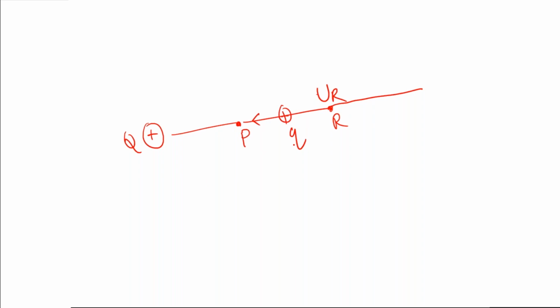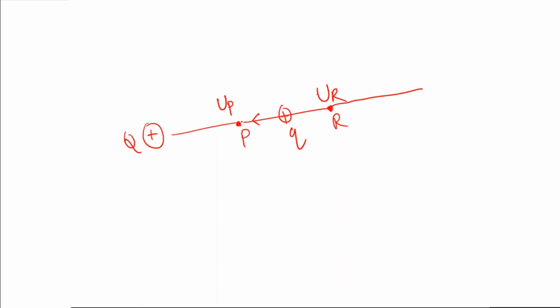Because of that, you have to do certain work. If you are bringing the charge from some point to R, you have to do certain work, and that work will be stored as potential energy at point R. And when you bring the charge from R to P, you have to do some work again against the external electrostatic field. That work is stored as potential energy at this particular point.